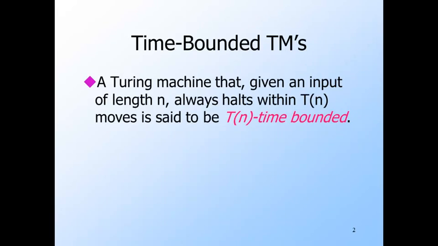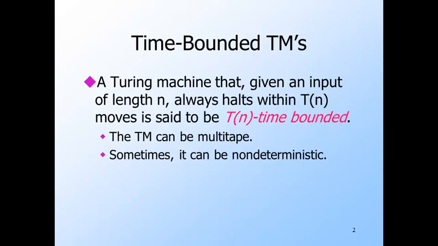We say a Turing machine is T of n time-bounded, where T of n is some function of n, like n squared or 2 to the n, if given an input of length n, the machine always halts in at most T of n steps. We allow the Turing machine to have several tapes. In some circumstances, we allow the Turing machine to be non-deterministic, although in that case we will specify that it is a T of n time-bounded, non-deterministic Turing machine. Also in that case, we mean that any sequence of moves of the non-deterministic machine is no longer than T of n.